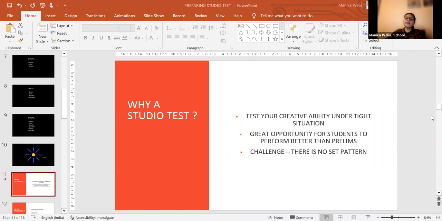So this is a great opportunity for you all to perform even better than what you did in your prelims. And then the challenge is that there is no set pattern. Probably you can look into the past 5 to 10 years of question papers, but believe me, there would be some questions which will come to you as a surprise.